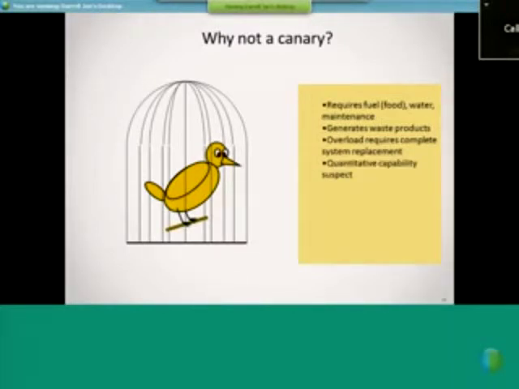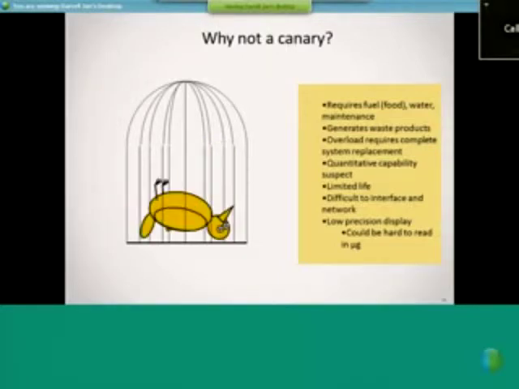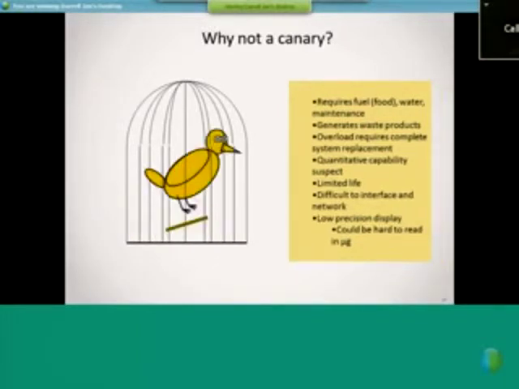Not sure how quantitative you can make it. Limited life. Okay, it's probably hard to interface to your computer network if you want to do that. A low precision display could be hard to read in microgravity. Normally, if it is used in the coal mine, it passes out and falls to the bottom of the cage. But in microgravity, it might look like this, and you wouldn't necessarily know right away that you had a problem.